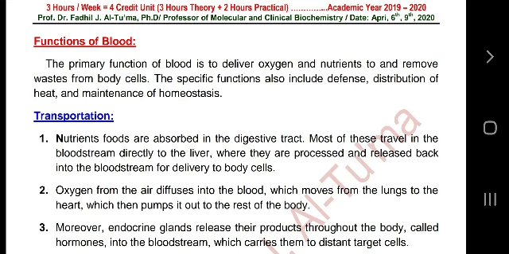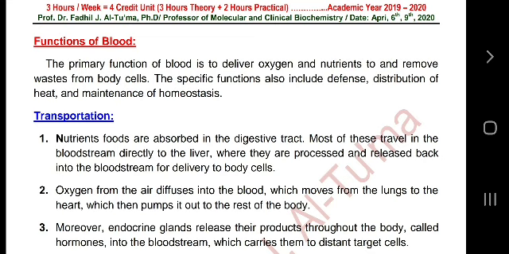Firstly, various nutrient food taken daily by diet. The nutrient food materials are absorbed in the digestive tract. Most of these traveled in the bloodstream directly to the liver, where they are processed and released back into the bloodstream for delivery to body cells.